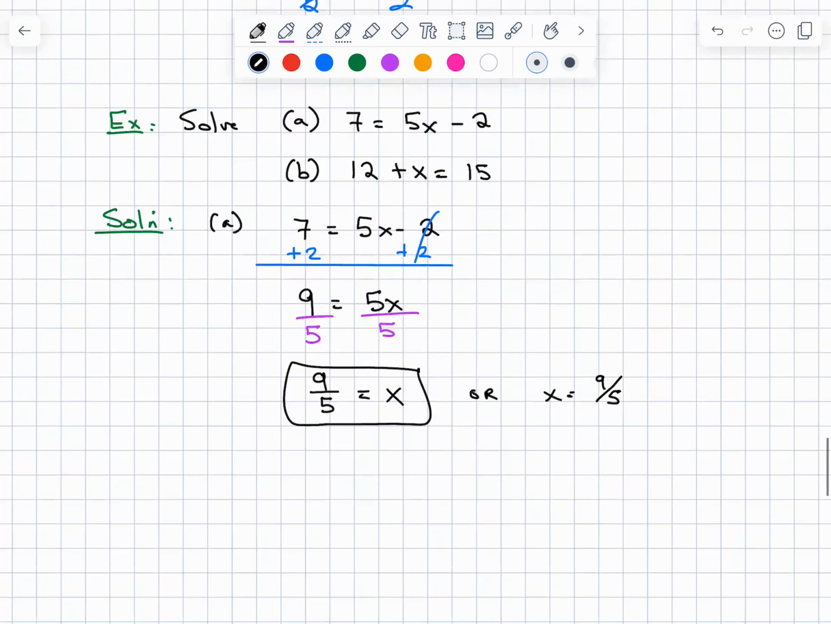Part B is a little tricky at first. 12 plus x equals 15. We want to get the x by itself. But I've got a 12 that isn't being added or subtracted. Technically it is though, because 12 plus x is the same thing as x plus 12 by commutativity. 2 plus 3 is the same thing as 3 plus 2. So you can reorient it to know that 12 is being added. So you can subtract 12 from both sides to undo the adding of 12.